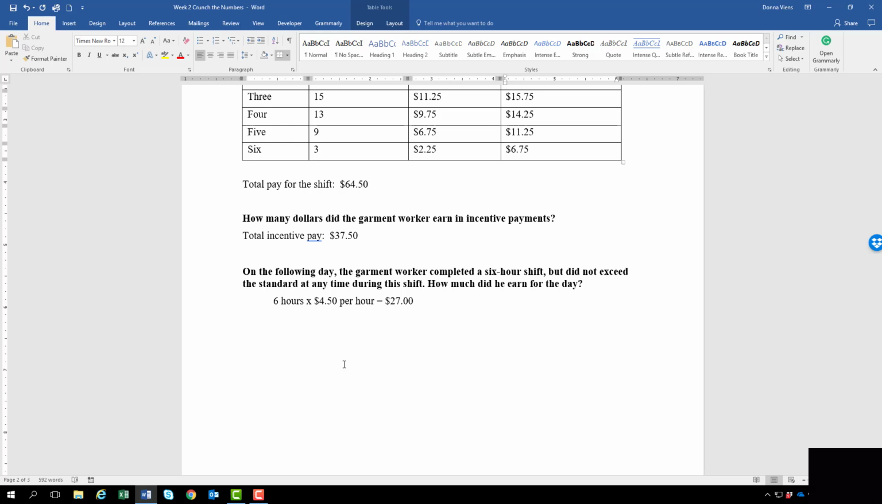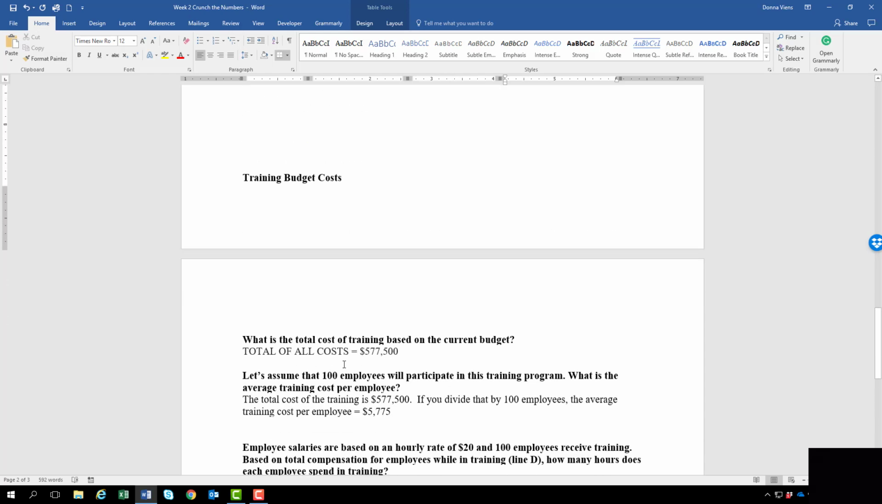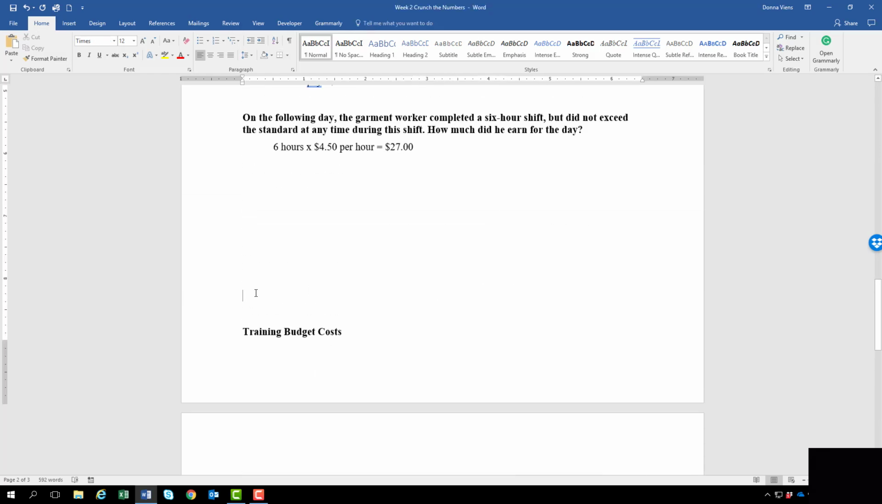Many companies that have garments or piecemeal things to that matter, they work with this above the standard, you get paid a different amount. And that's kind of the way, in an industry where there's a lot of sales going on or there's a lot of touching of different items, it may work out best for the company and for the employee, because the hard worker is going to certainly get more money than the guy that stands around chatting all day. So let's talk about training budget costs.